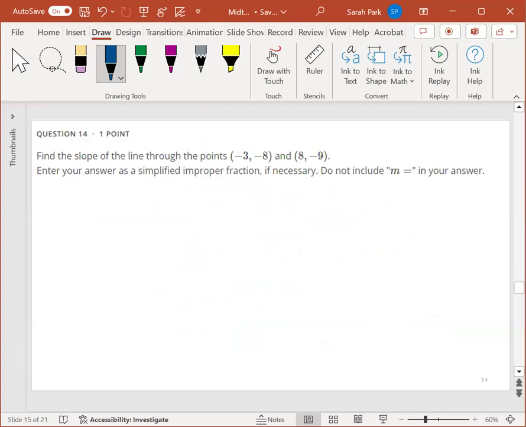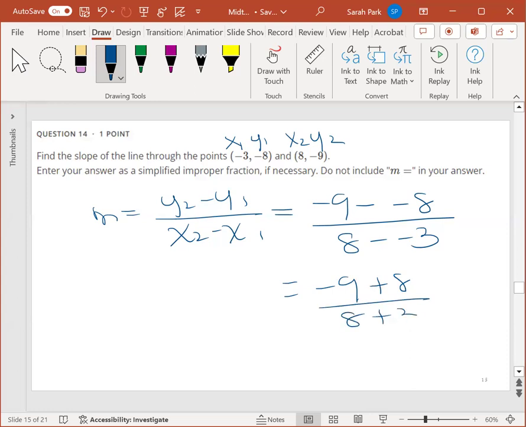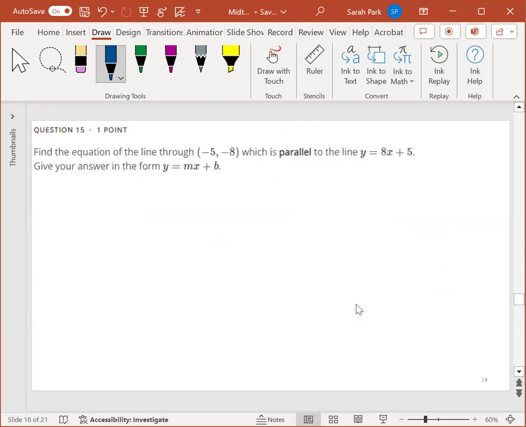Okay, 14, find the slope of the line through two points, (-3, -8) and (8, -9). So the slope formula is y2 minus y1 over x2 minus x1. Go ahead and label your points x1, y1, x2, y2. Let's plug it in: -9 minus -8 divided by 8 minus -3. A negative and a negative makes it positive, so we have -9 plus 8 over 8 plus 3. -9 plus 8 is -1, and 8 plus 3 is 11, so we have -1 over 11 as the slope.